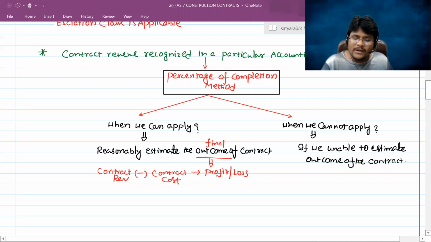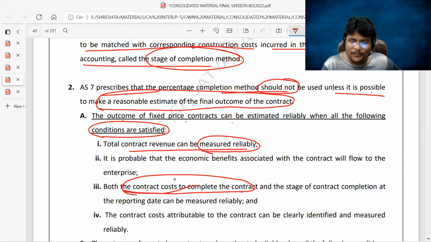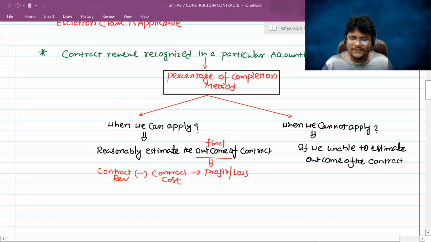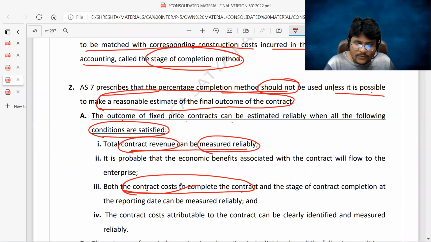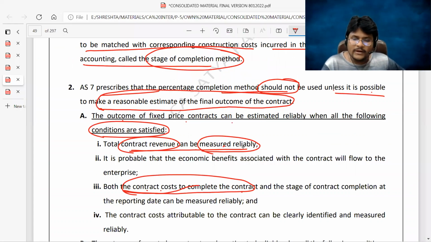Now, you can reliably estimate the outcome of the contract if you know the contract revenue and the contract cost. Am I right? So that's why in point number 1, he is telling the total contract revenue can be measured reliably. Okay. Next, one more thing, guys. Just skipping point number 2, I'm going to point number 3: both the contract cost to complete the contract. If you know the contract cost to complete the contract, which is nothing but contract cost, and if you know the contract revenue, then you can easily estimate the final outcome of the contract.